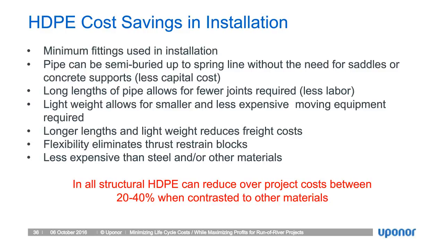There are definitely some cost savings associated with the installation. Minimum fittings are used for the installation. Pipe can be semi-buried up to the spring line without the need for saddles or concrete supports. The long lengths of pipe allow for fewer joints. Lightweight allows for smaller and less expensive moving equipment. No cranes are required. Longer lengths and lightweight reduce the freight costs, and I mentioned earlier the possibility of nesting different sized pipes. The flexibility of the pipe reduces restraint blocks. And it's less expensive than steel and other materials, especially when you look at the maintenance cost of one versus the other.